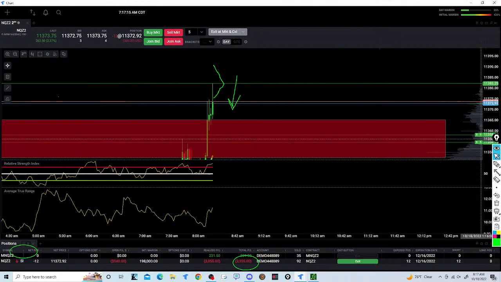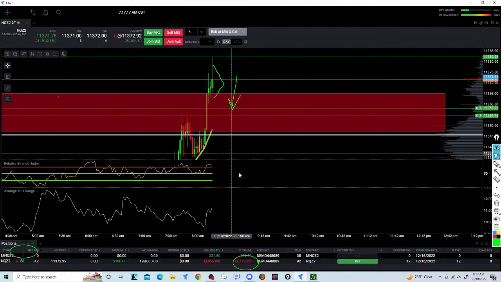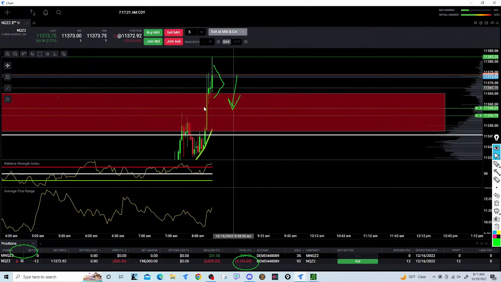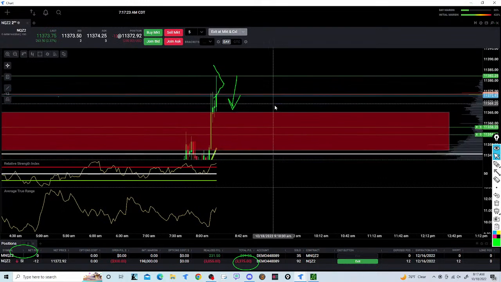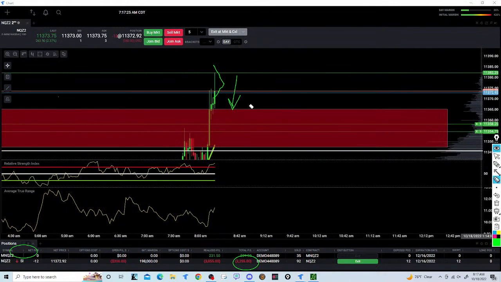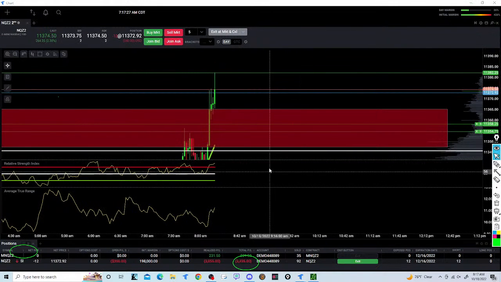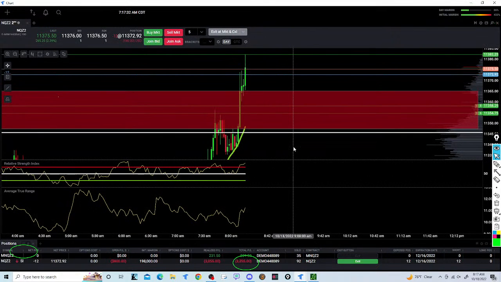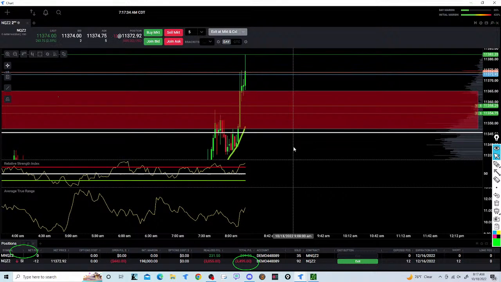But again, we're still looking for that retracement back down, because buyers are not going to want to continue to buy this thing all the way up. And if it does continue up right now at the bell, we're going to see a nice pullback. We should see that if this momentum continues to the upside like we're seeing right now.